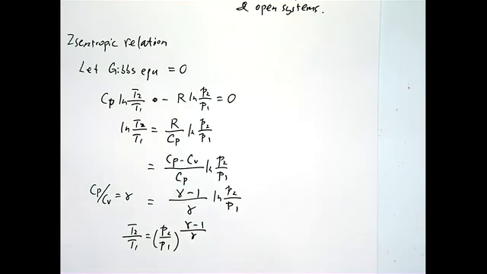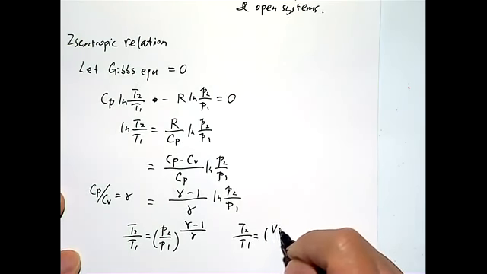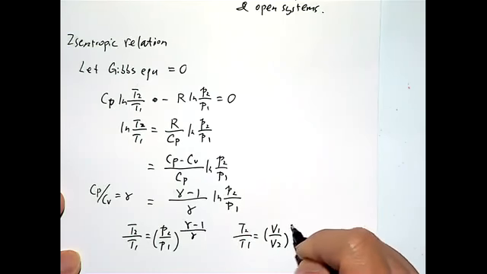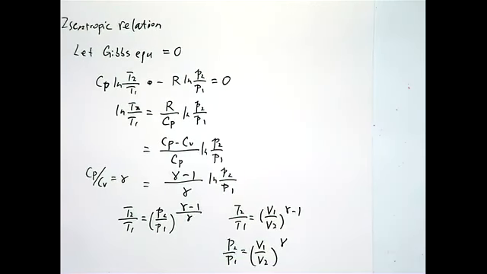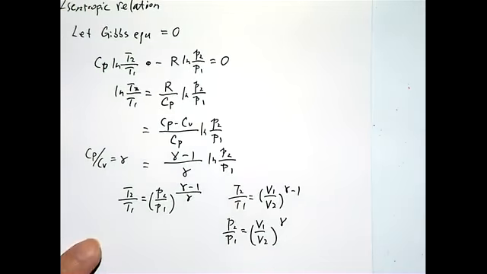We can certainly write it in different combinations in terms of temperature, volume, or pressure, volume. If you want to write in terms of volume, there will be V1 over V2 to the gamma minus 1, and the pressure ratio P2 over P1 will be V1 over V2 to the gamma. These three altogether are called the isentropic equations, isentropic relations, or isentropic law.